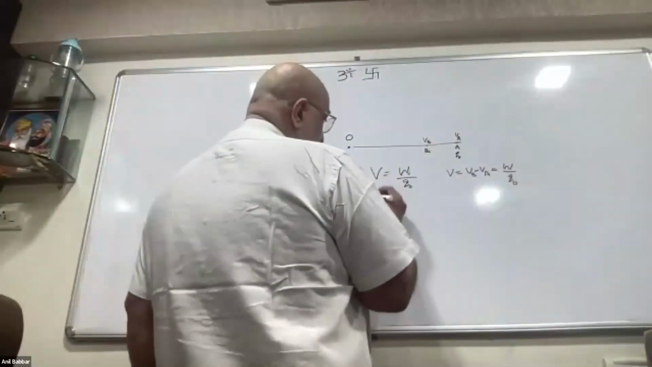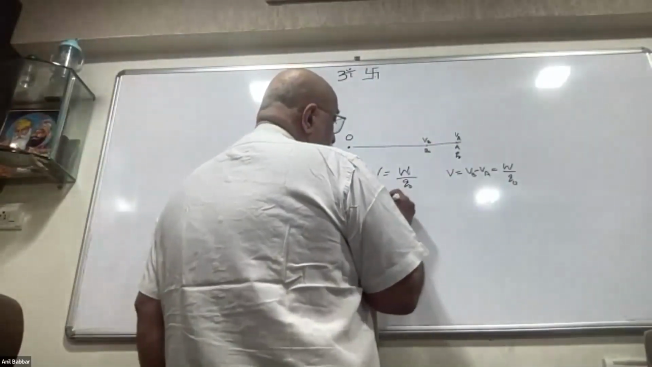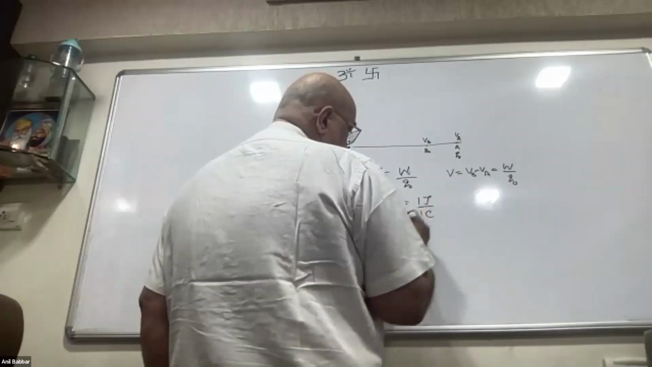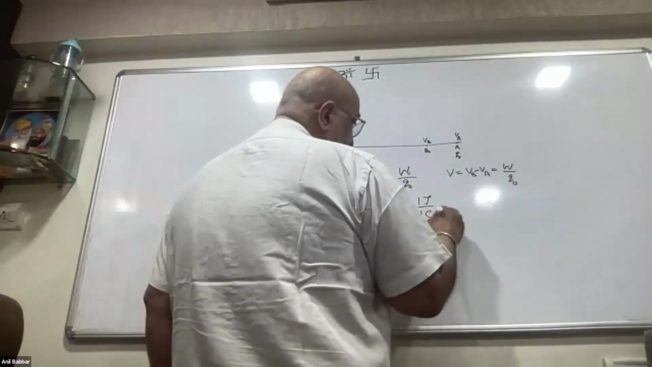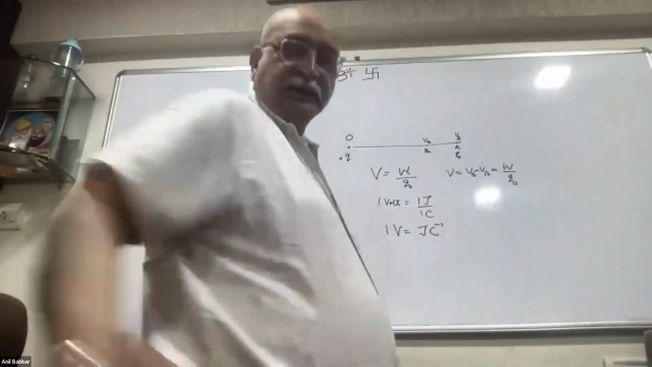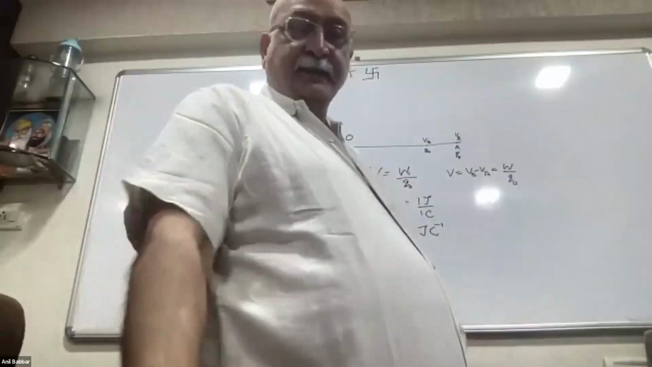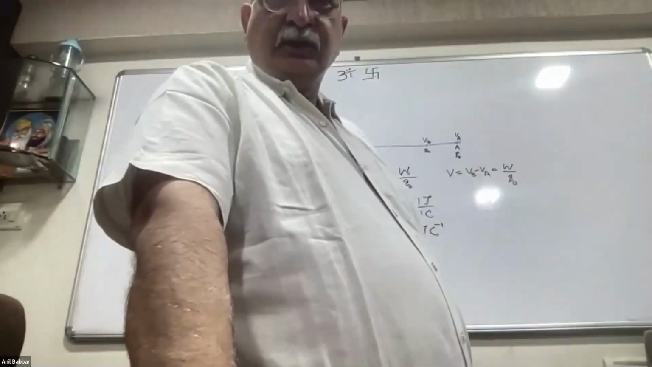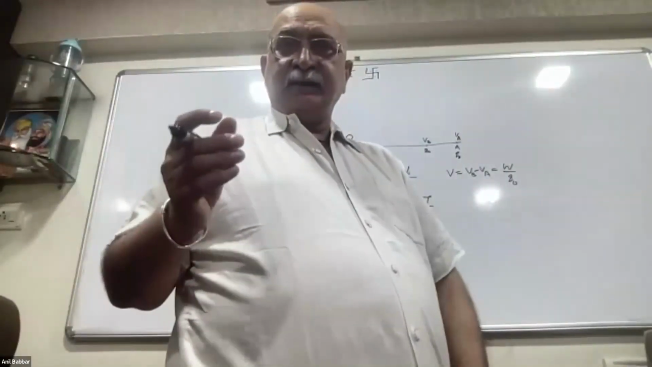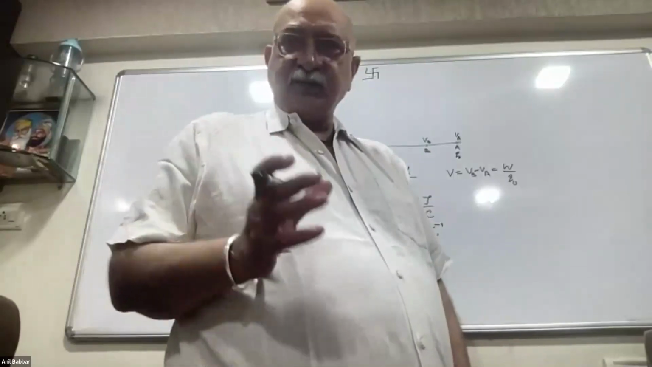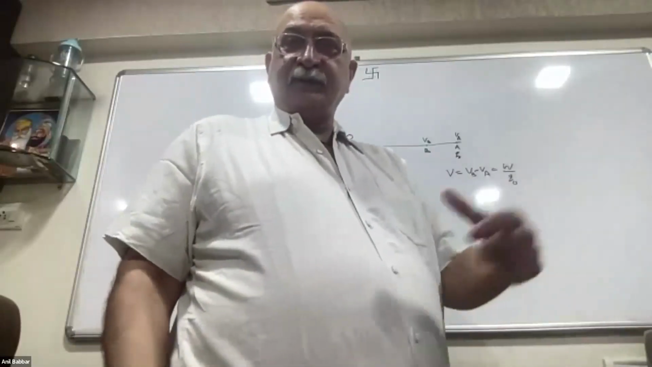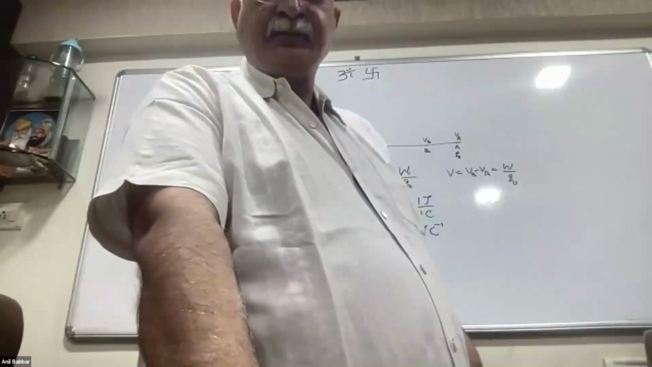So the unit of potential will be the volt. 1 volt is equal to 1 joule per coulomb. Joule per coulomb is the unit. So we can say that the potential difference between any two points is 1 volt if 1 joule of work is done in moving a positive charge of 1 coulomb from one point to the other against the electrostatic forces.